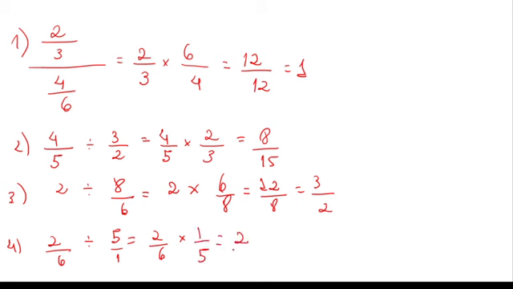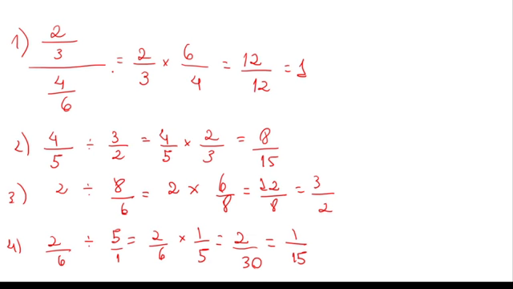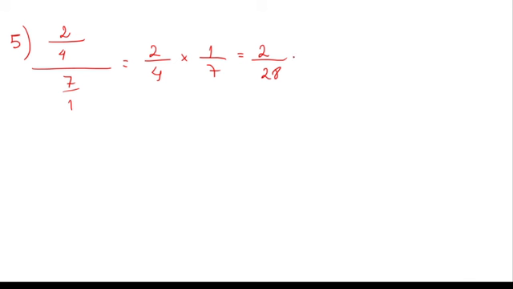2 times 1 is 2. 6 times 5 is 30. I can simplify both sides by 2. And I'll have 1 over 15, right? Remembering that we can have the other representation. Yeah, let's see another example. Let's say I have 2 over 4 divided by 7. So it's the first fraction times the second one inverted. So 2 over 28. That I can simplify here, and it will be 1 over 14.